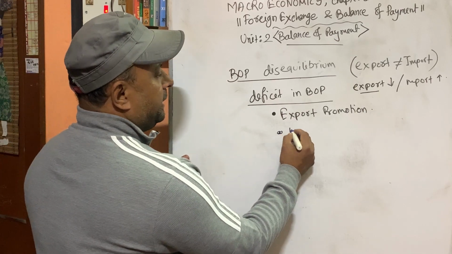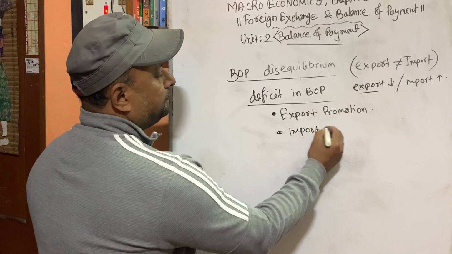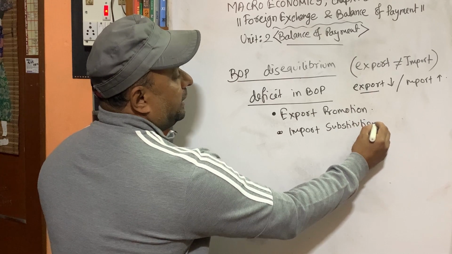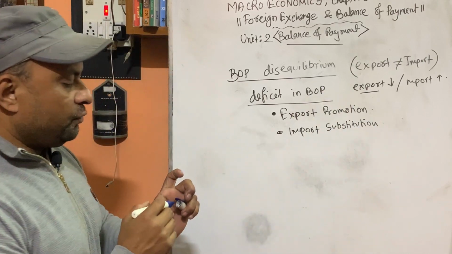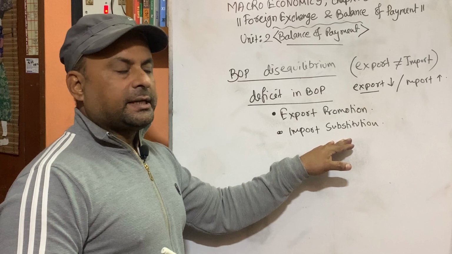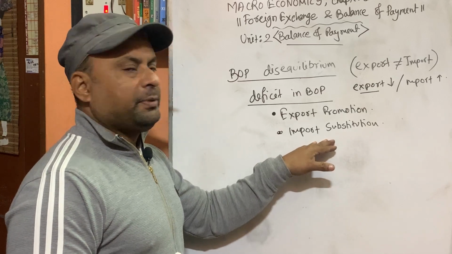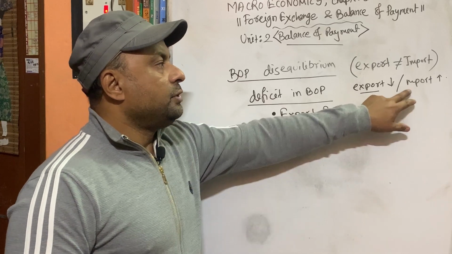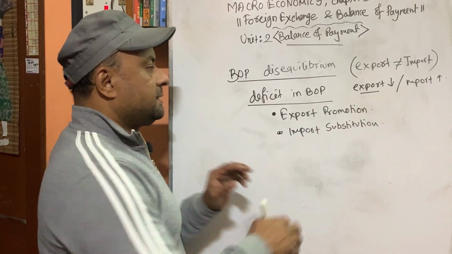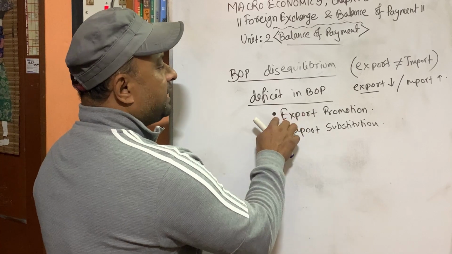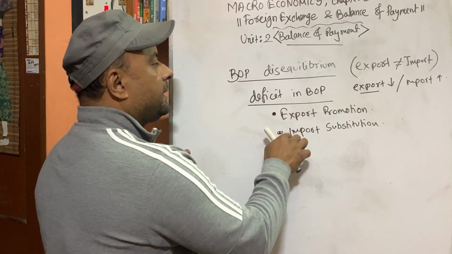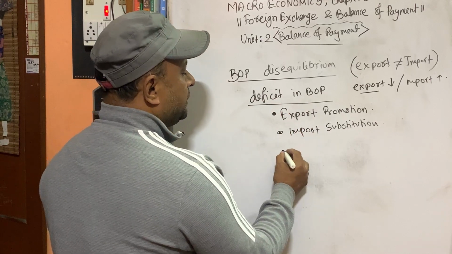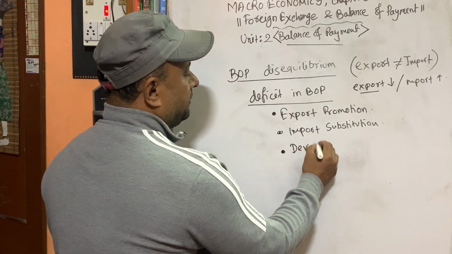Second one is import substitution. Import substitution means earlier which goods we used to purchase from other countries, now we are trying to produce in our country. That time what happens? We are not required to import those goods from other countries. This is import substitution. So by these two we can automatically correct the deficit in BOP. If these two are not possible, then the third instrument is devaluation.